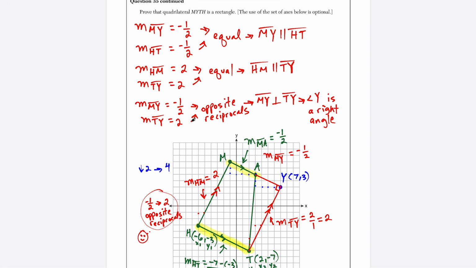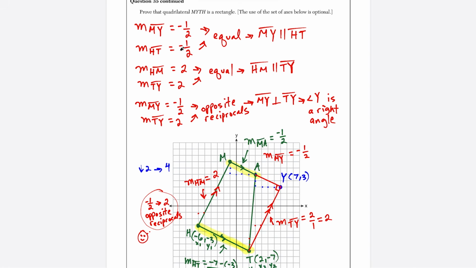So now that we have all of this information down, we commented that our opposite sides have equal slopes, which makes our opposite sides parallel. And we also commented here on a single pair of consecutive sides that the slopes are opposite reciprocals, which makes the two line segments perpendicular, telling us that in this case, if we're targeting angle Y, that angle Y is a right angle. So now we could just write our conclusion.